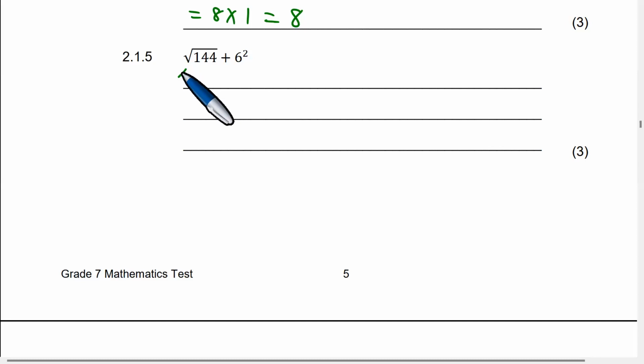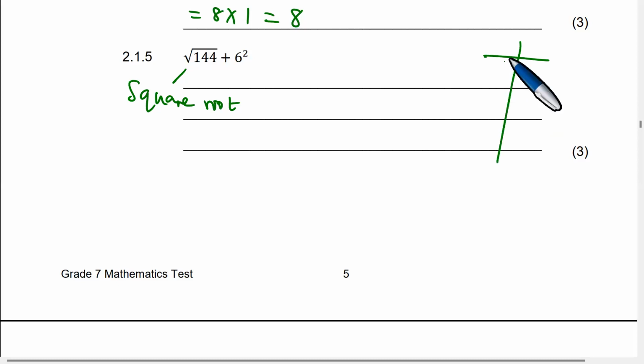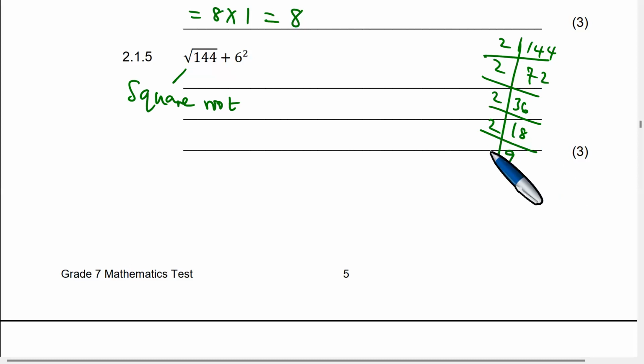Okay, obviously here you need to get the square root. This is called the square root. You put the number 144 here and divide 144 by 2. What is 144 divided by 2? Is it 72? 72 divided by 2, what is it? What is 6 divided by 2? Is it 18 divided by 2? 9? 9 divided by 3? 3? 3 divided by 3? 1?